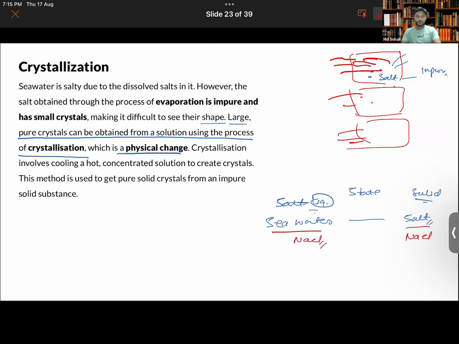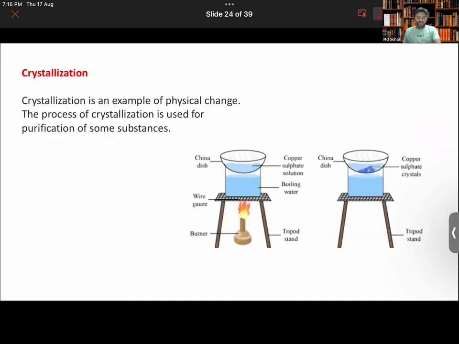Getting it? Yes, sir. It is the same as if you were to dissolve salt in water. There we don't see that a chemical reaction has taken place. We say it's a physical change because after evaporation, you can obtain the salt back. So in the crystallization method, you get pure solid crystals from an impure solid substance. Now let's see this activity, how we basically do it.